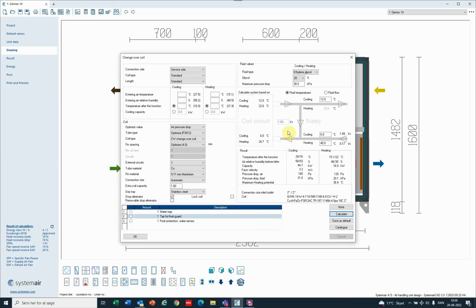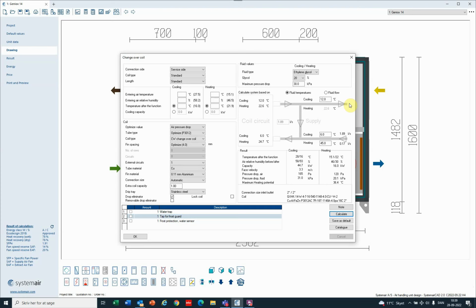Now we can see that in cooling mode with 6 degrees going in, 12 degrees going out, we need a fluid flow of 1.89 liters per second. And since the coil is dimensioned for cooling, 1.89 liters per second will go into the coil with 6 degrees, going out of the coil with 12 degrees, and leaving the circuit here in the primary circuit again with 1.89 liters per second.